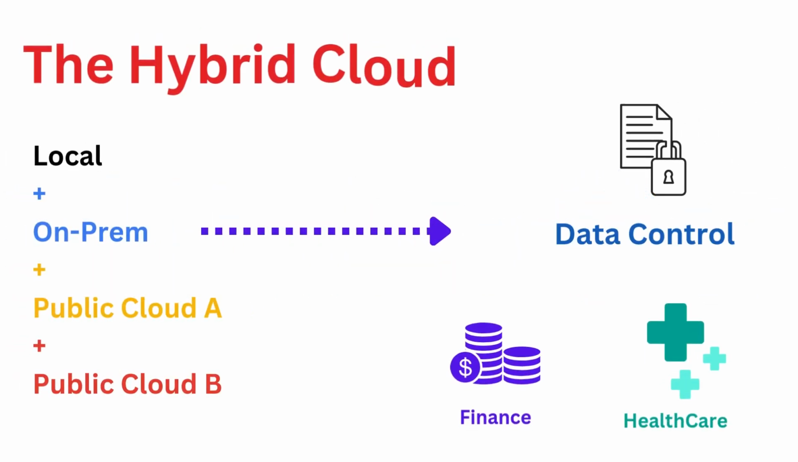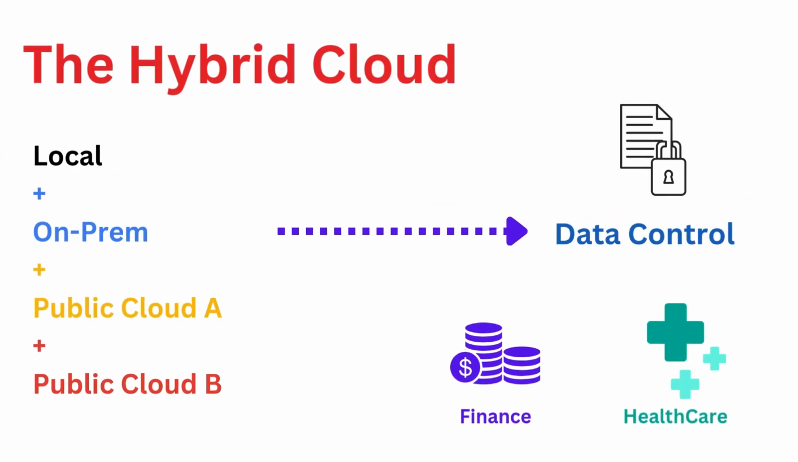Now, hybrid cloud solutions are about merging your local on-premise resources with public cloud. This can be especially beneficial for industries that need tighter control over data or compliance. For example, finance or healthcare industries, where data may need to stay on-prem while workloads process in the cloud.